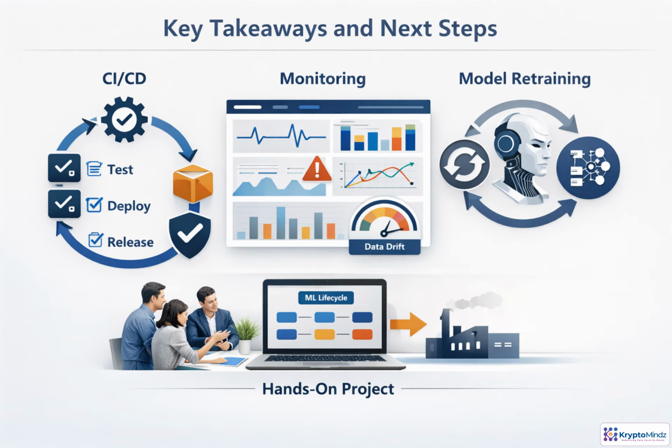You've now completed the production loop of MLOps. CI/CD makes releases repeatable and controlled. Monitoring shows whether the service, data, and model are still healthy. Retraining closes the loop when patterns change. Your next step is practice. Apply the full lifecycle in a hands-on project or team workflow.